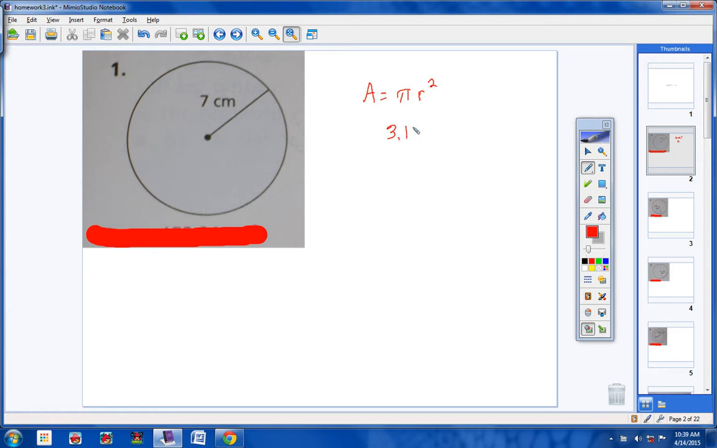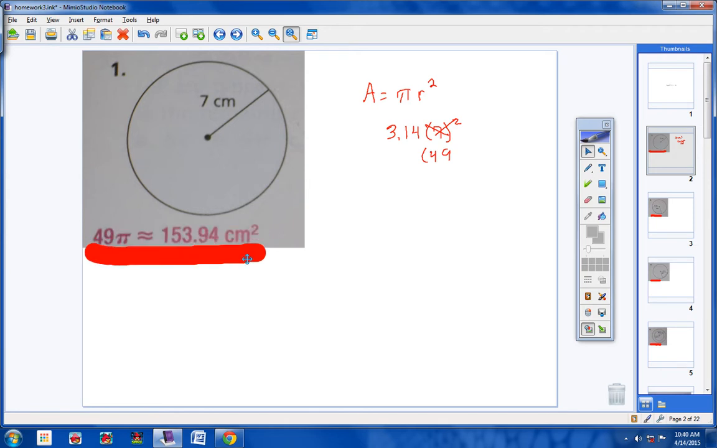Obviously, pi is 3.14 and the radius is 7. So don't forget, you first square the 7 before you multiply it by 3.14. Please don't forget to do that. If you square the 7, you'll get 49. So 3.14 times 49 would give you 153.86.